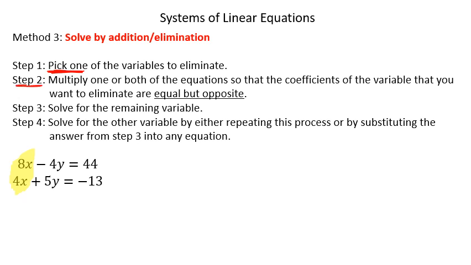Now, the way we do that, we'll look at step 2. Multiply one or both of the equations so that the coefficients of the variables that you want to eliminate are equal but opposite. Okay, what does that mean?